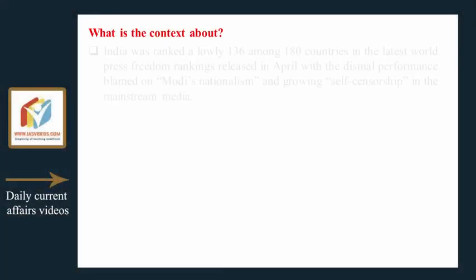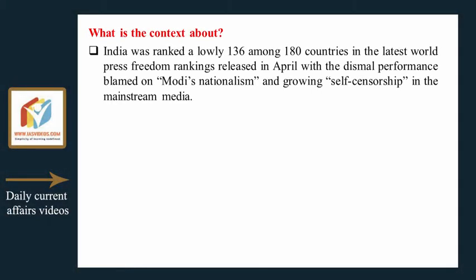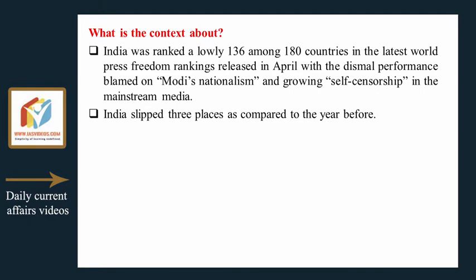What is the context about? India was ranked a lowly 136 among 180 countries in the latest World Press Freedom Rankings released in April, with the dismal performance blamed on Modi's nationalism and growing self-censorship in the mainstream media. India slipped 3 places as compared to the year before.